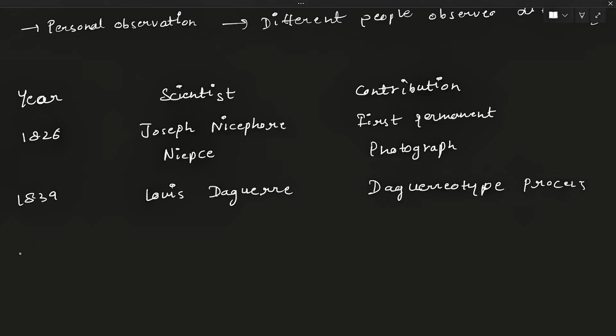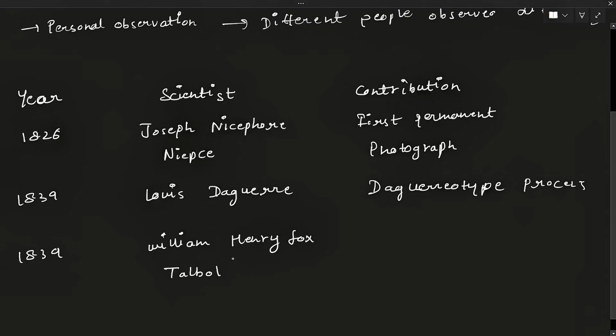And the third is, again 1839, William Henry Fox Talbot. The contribution is the calotype process. So let's start with Niépce.